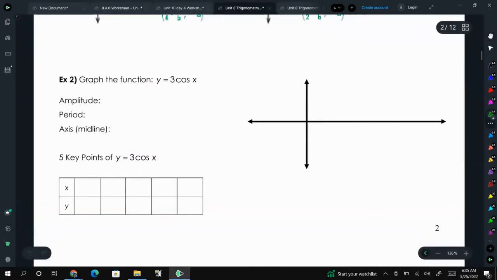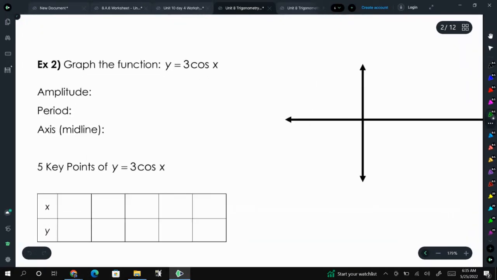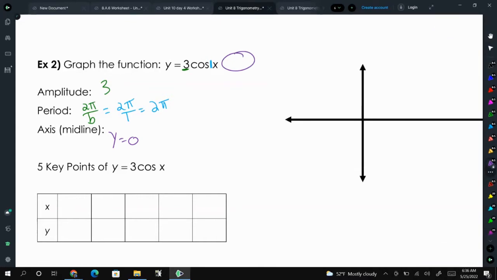So there we have: graph the function y equals 3 times cosine of x. Your amplitude is the number in front, so it's going to be 3. Your period is 2 pi over b. Our b value is the number in front of x, so 1. So 2 pi over 1, or just 2 pi. The axis, or the midline, is going to be y equals 0 because we don't have a plus or minus outside here. We don't have that k value.